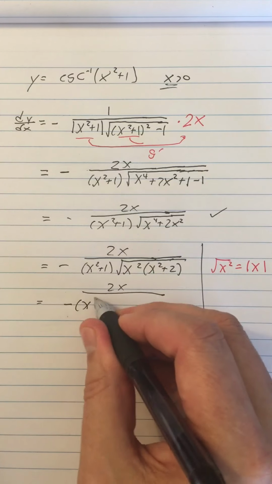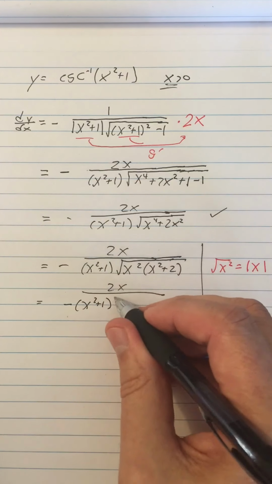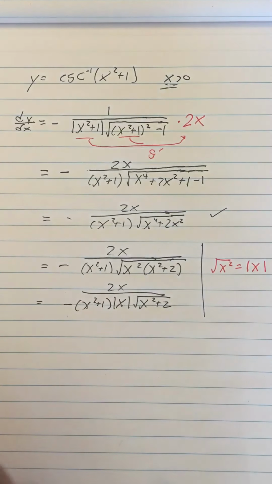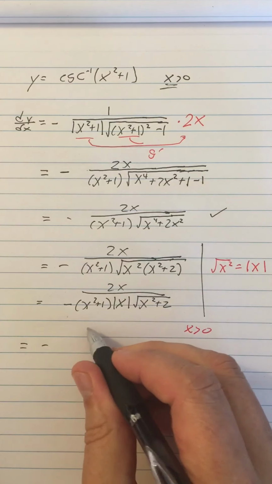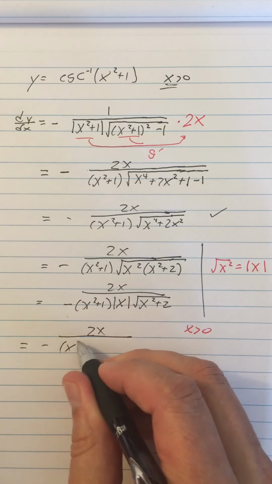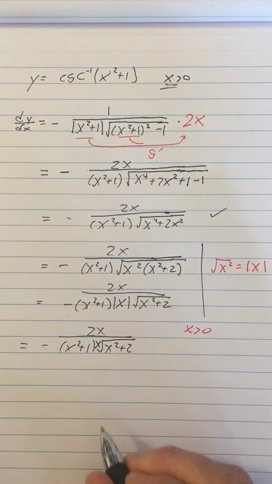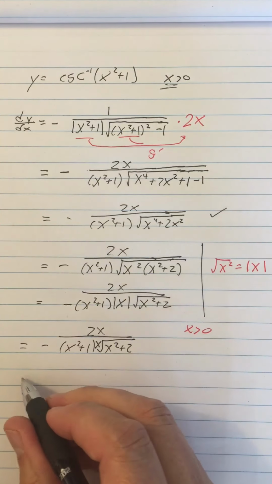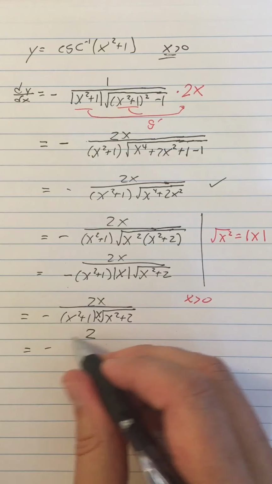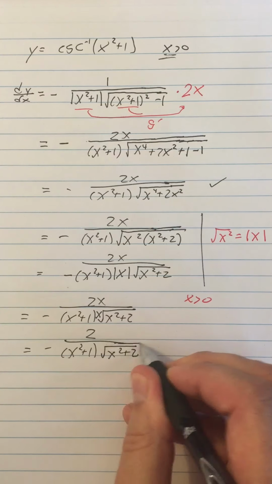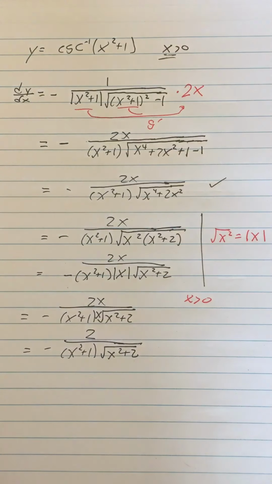So I have negative x squared plus 1 times, let's go ahead and write absolute value of x just to be clear that we know that that's what's going on. And then since x is greater than 0, I can drop the absolute value and say this is negative 2x. And here's where this is going to prove to have been worth it, at least arguably worth it if I don't forget my x, right? Is that the x's can cancel now. So I have negative 2 over x squared plus 1 square root of x squared plus 2. So, you know, there you go. That's kind of nice.